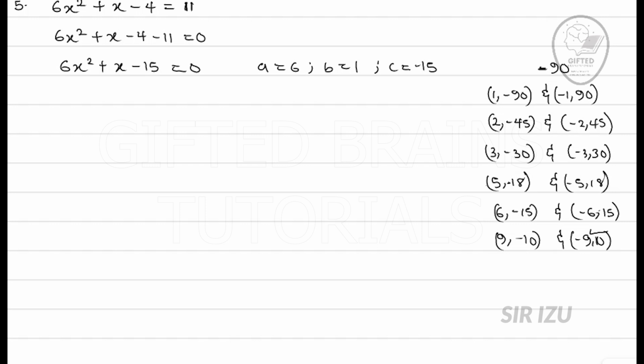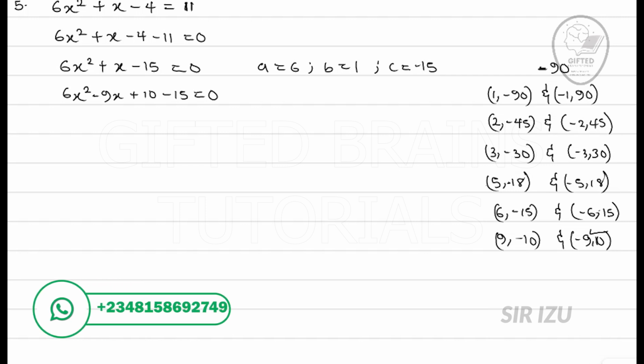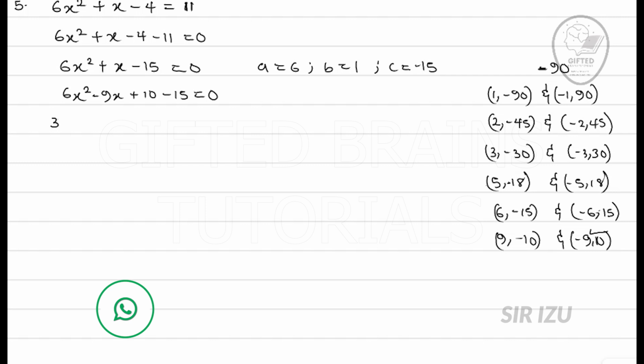So we have 6x squared, again minus 9x, again plus 10x, minus 15 equals 0. So at the end of the day, we have what is common between these two. That is 3 can go, 3 is common, and the x is common. So factorize 3x. 3x goes in 6x squared will give us 2x. And while 3x goes in 9x will give us minus 3.